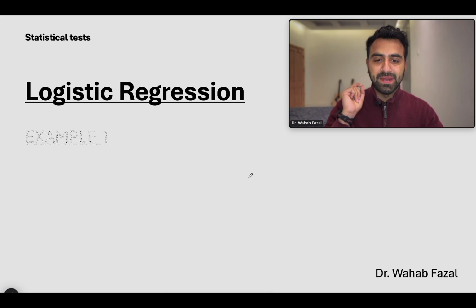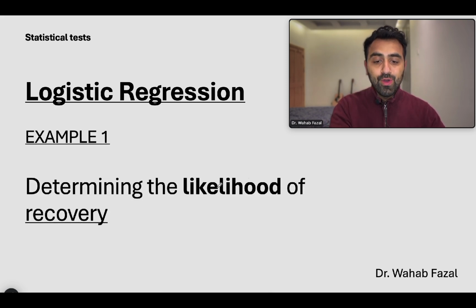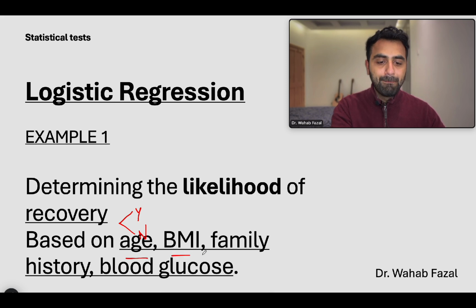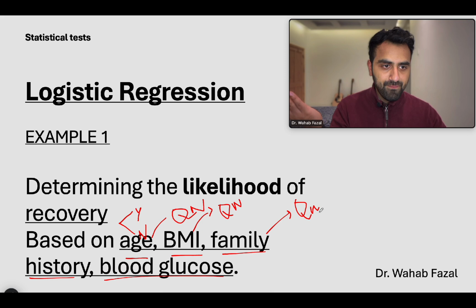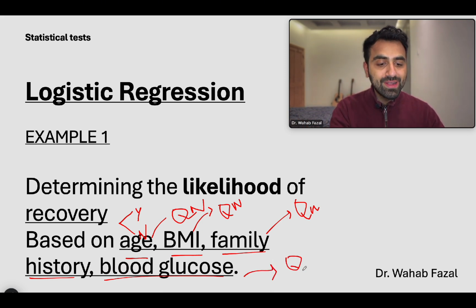So let's understand this better with the help of an example. You want to determine the likelihood of recovery, yes or no, based on age, BMI, family history, and blood glucose. Now, age is a quantitative variable. BMI is a quantitative variable. Family history is a qualitative variable because either you have a family history of a disease or you don't. Blood glucose is a quantitative variable.